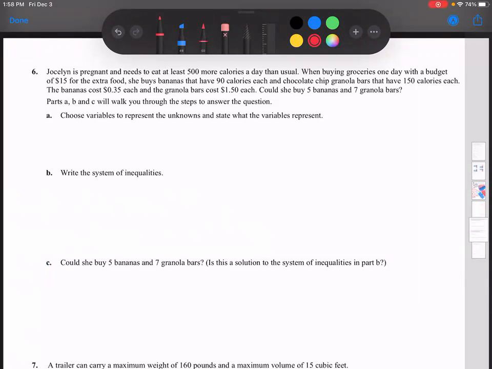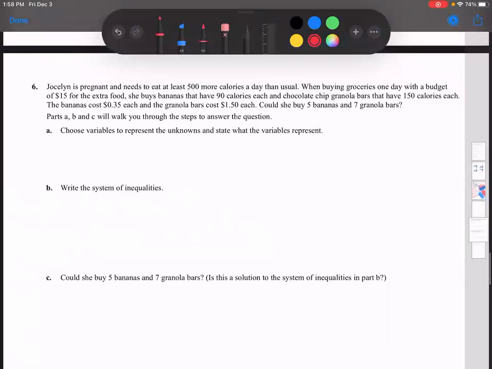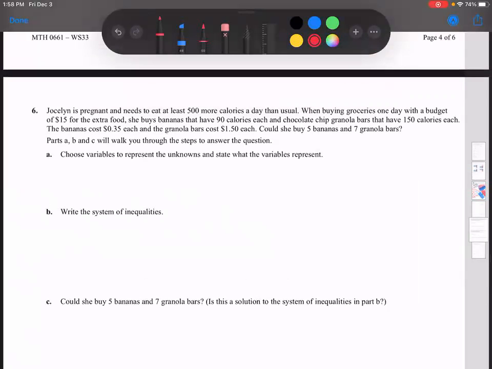Joycelyn is pregnant and needs to eat at least 500 more calories a day than usual. When buying groceries one day with a budget of $15 for extra food, she buys bananas that have 90 calories each and chocolate chip granola bars that have 150 calories each. The bananas cost 35 cents each, and the granola bars cost $1.50 each. Could she buy 5 bananas and 7 granola bars?